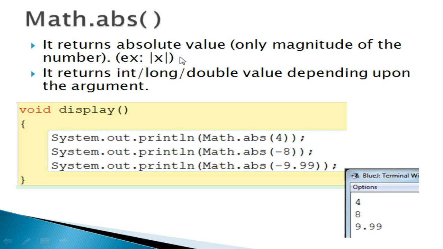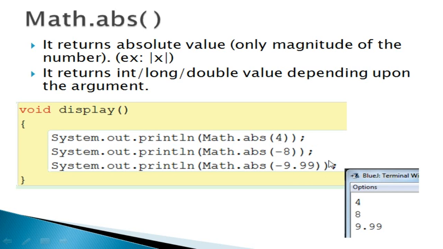Some examples will be like this. In exams they may ask you this type of expression, which means it is the absolute value. If you give a negative number, you will get a positive value. That is, it removes the negative sign and makes it positive. If it is a positive number, it will return the same number. It doesn't change it. It returns integer, long or double, depending upon the argument.